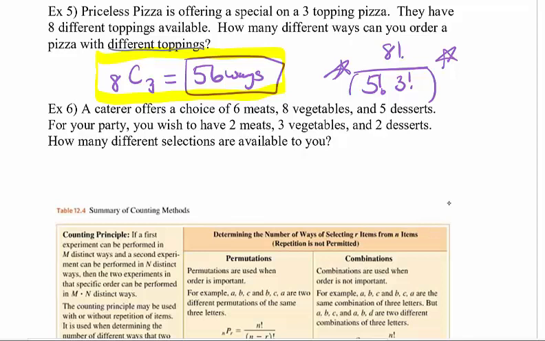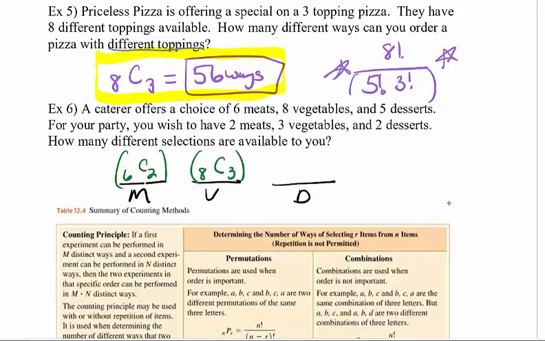So this is actually a counting principle. You have meats, you have vegetables, and you have desserts. But I'm not choosing all the meats. So now within my choices from the meats, it's going to be 6C2 because it doesn't matter which ones I pick in which order. So that first one's going to be 6C2. My veggies are going to be 8C3 and my desserts are going to be 5C2.